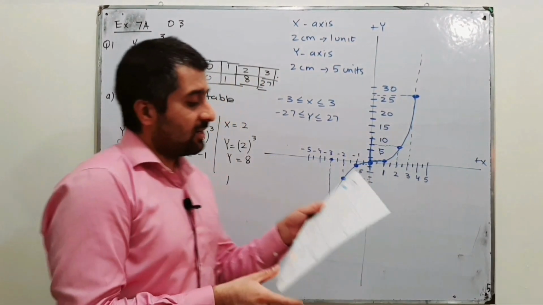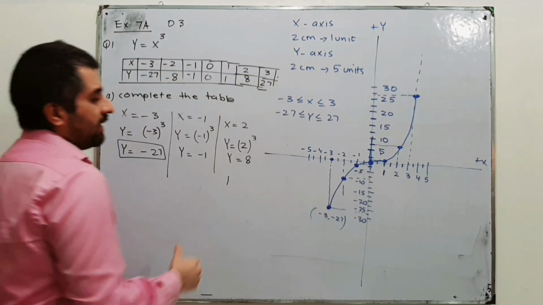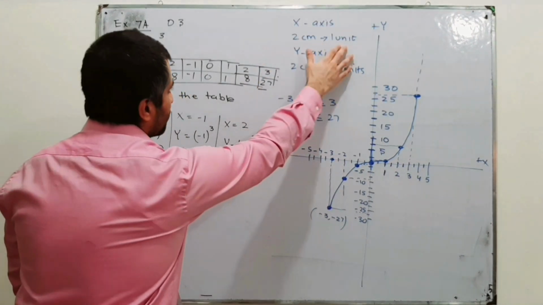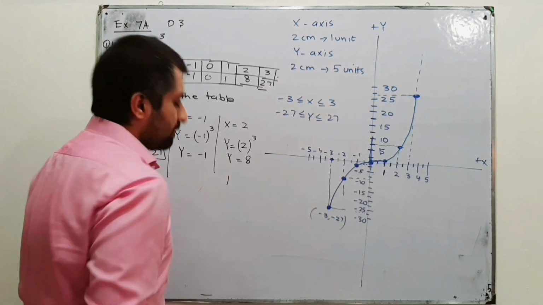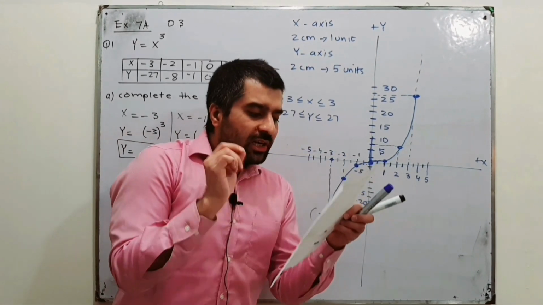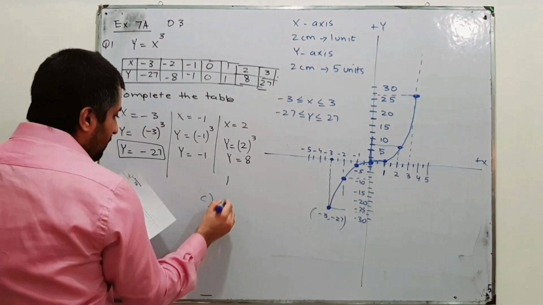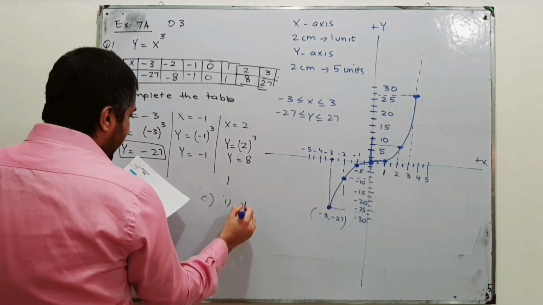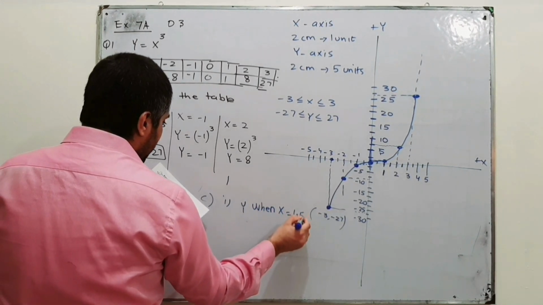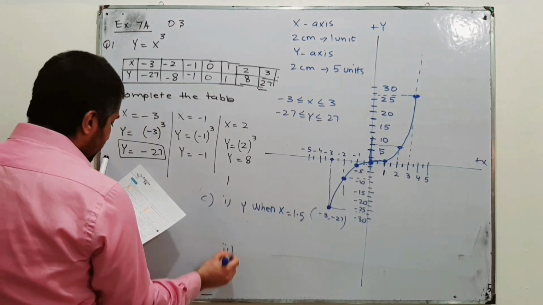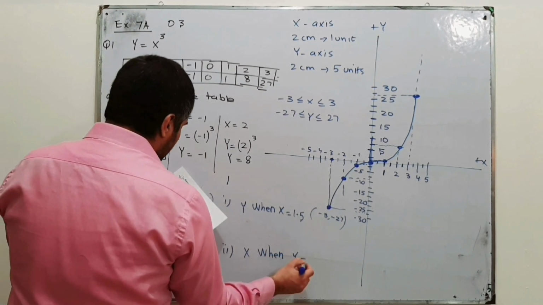What's next? Okay, so this graph is for this range of values of x and y, and the scale I have told you: 2 centimeter to 1 unit on x-axis and 2 centimeter to 5 units on y-axis. What is next? Use your graph to find, that is basically part number C. Part 1: find y when x is 1.5, and part 2 says find x when y is 12.